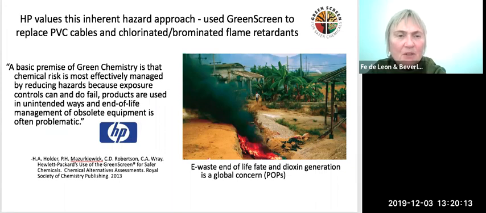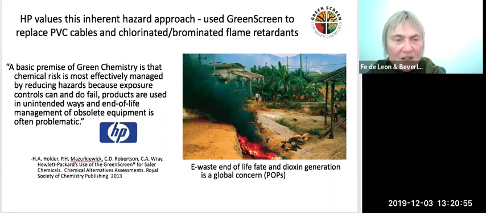One company that has been using this approach, and I wanted to put this slide in here, is Hewlett-Packard, which really values this inherent hazard approach, and they indeed have been using Greenscreen for well over 10 years to replace PVC cables and chlorinated, brominated flame retardants in their products with inherently safer alternatives. Because as Helen Holder and Corey Robertson and the rest of the team at HP point out in this reference I've given you at the bottom of the slide, the basic premise of green chemistry is that chemical risk is most effectively managed by reducing hazards.